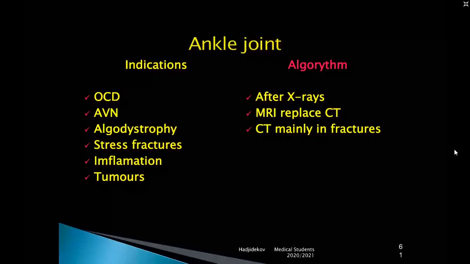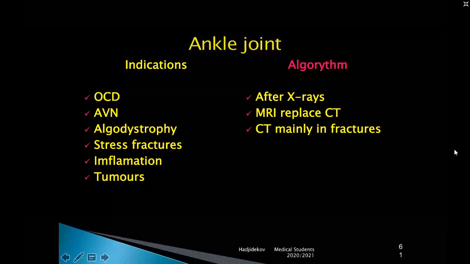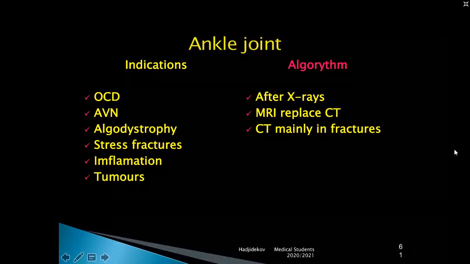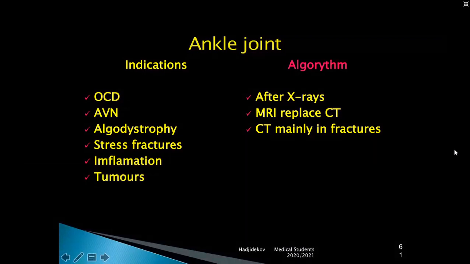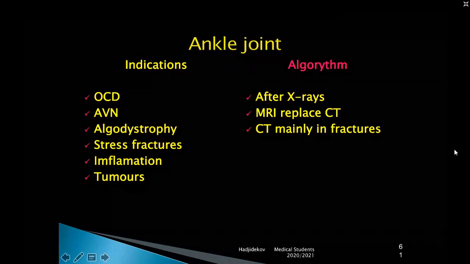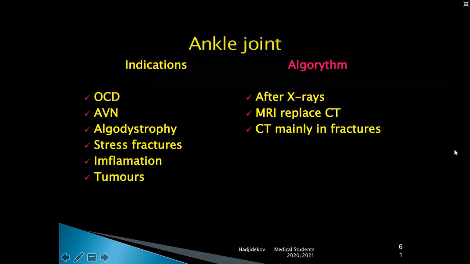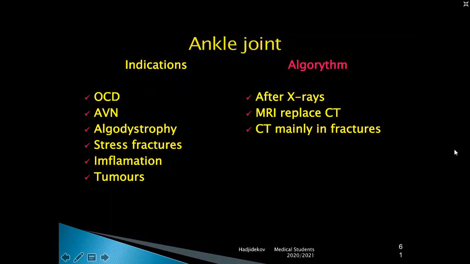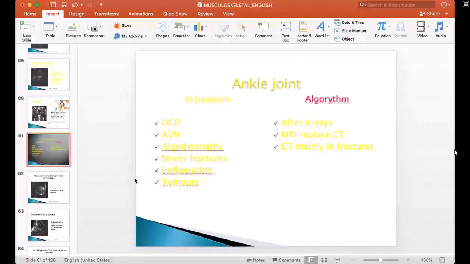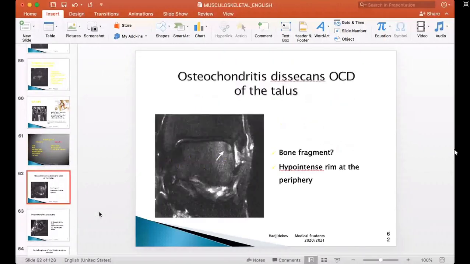The ankle joint, the main indication is this abbreviation OCD, which means osteochondritis dissecans. AVN is avascular necrosis. This is an example of osteochondritis dissecans of the talus.